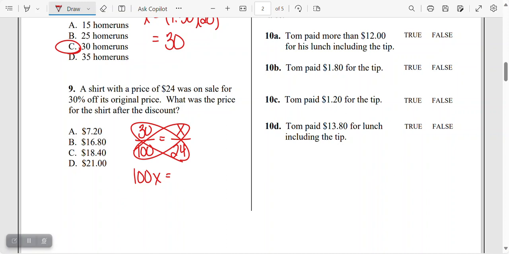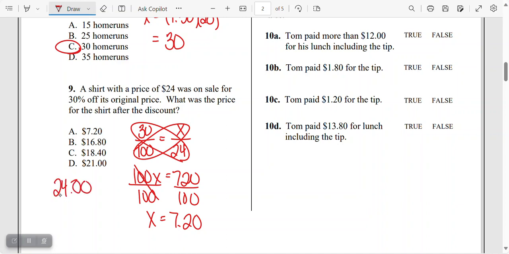Thirty times 24 is 720. And then we're going to divide both sides by 100. X equals $7.20. Now remember, this is the amount of the discount. If we're trying to find out the price of the shirt after the discount, now we need to go back to our original price of $24 and subtract $7.20 from it. This gives you $16.80.